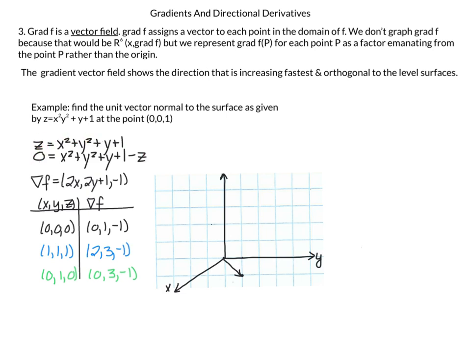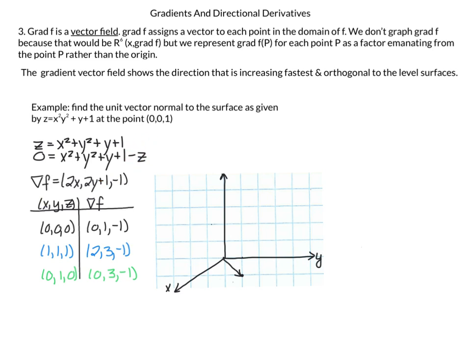I move my z over, so I have 0 equals x squared plus y plus 1 minus z. I could have put the 1 over here. But now this is my function f. My gradient of f is the derivative with respect to x, which is 2x, derivative with respect to y, which is 2y plus 1, and the derivative with respect to z is negative 1.